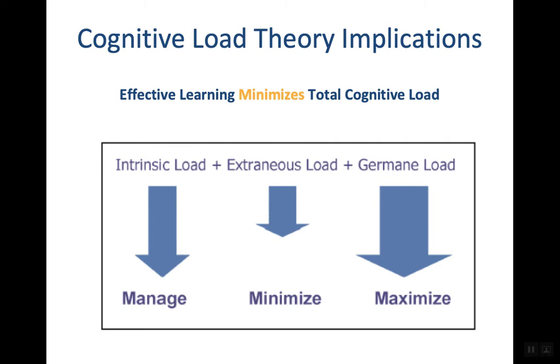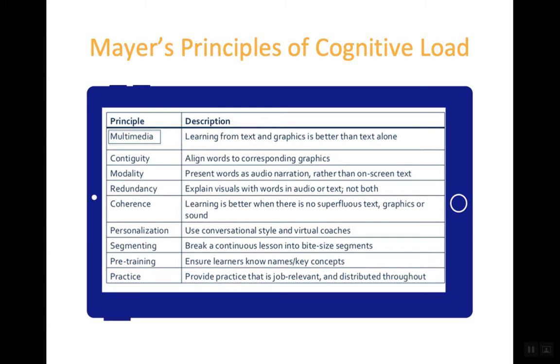So the goal with load is to overall reduce the total cognitive load, going back to that principle of having limited capacity. So we try to manage our intrinsic load. We try to minimize anything extra that makes that information more difficult to process. And we try to maximize the things that help us effectively put that into our long-term memory.